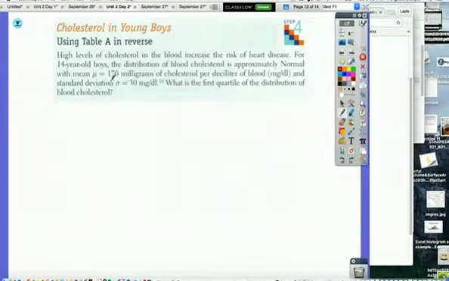And the standard deviation sigma is equal to 30 milligrams per deciliter. What is the first quartile of the distribution of blood cholesterol? So the first thing we have to do is state. When we state, we are going to talk about what our X is. For this one, we're going to call cholesterol levels X. So basically X equals cholesterol levels.